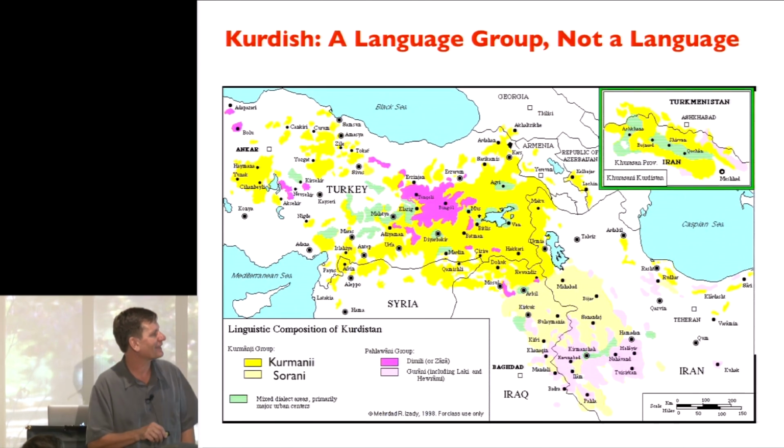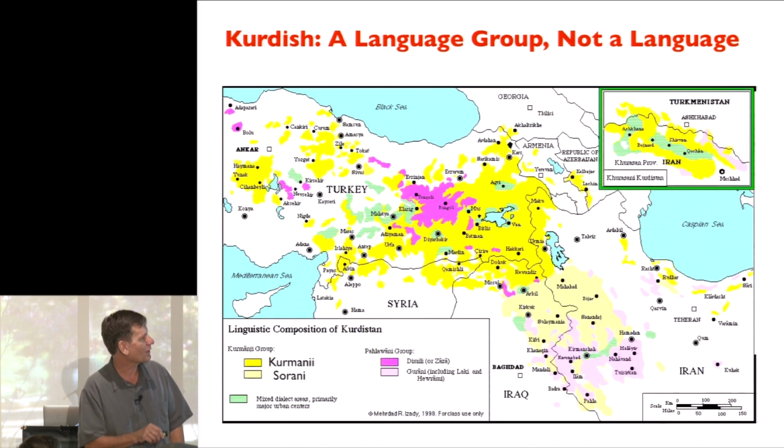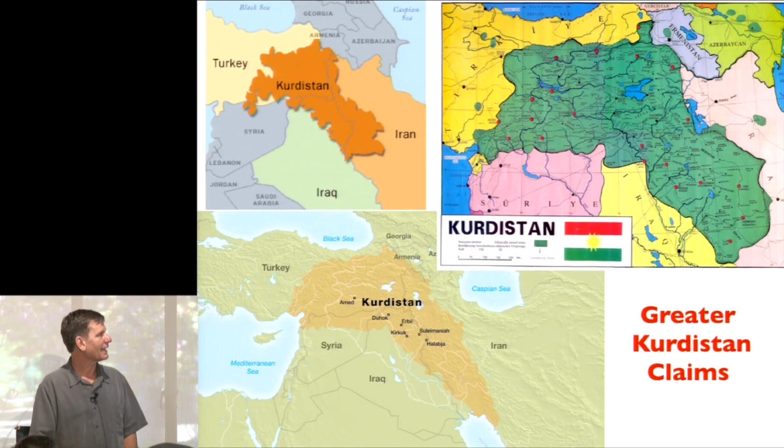Guess what? They speak different languages. Kurdish is not a language, it's a language group. Kurmanji in northern Iraq and Turkey, Sorani a little bit further south in Iraq and Iran. There's a bunch of different languages here.